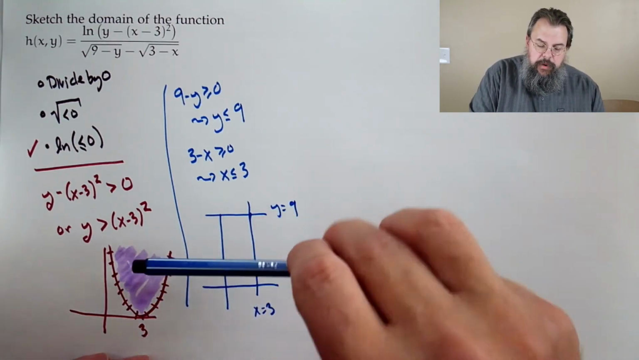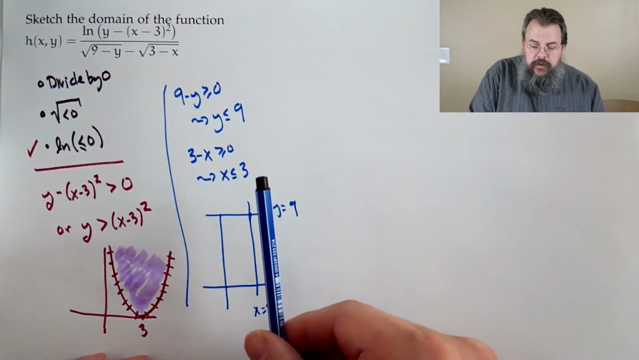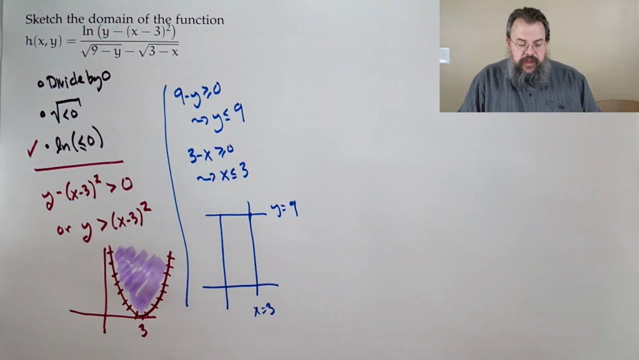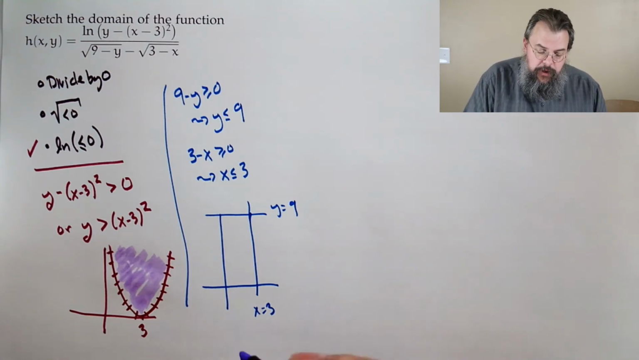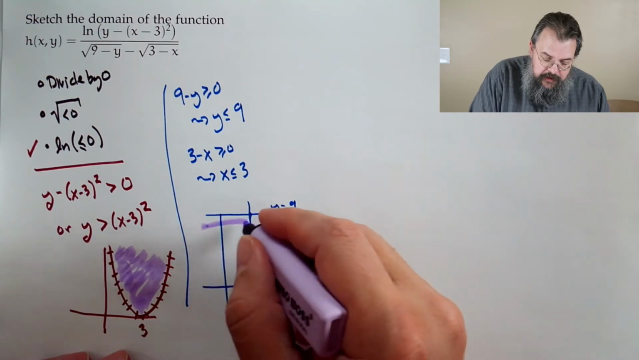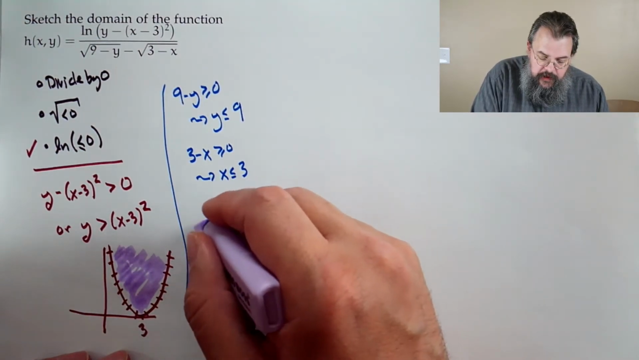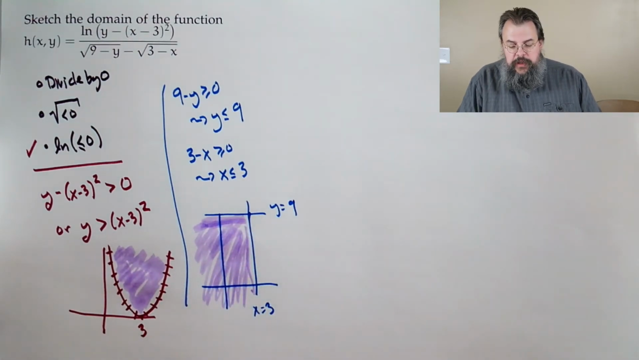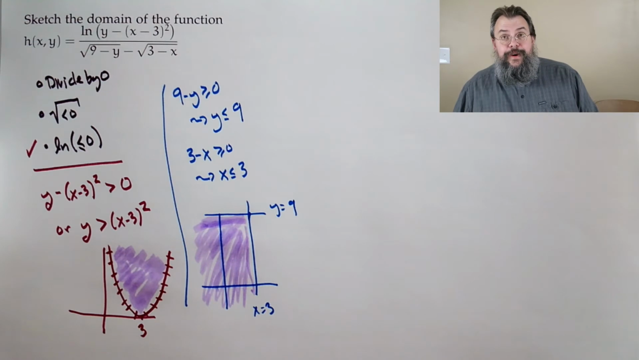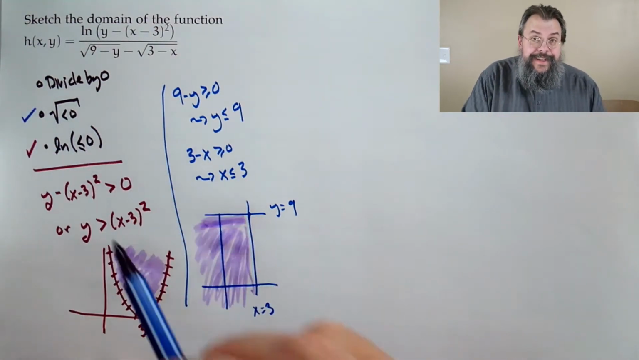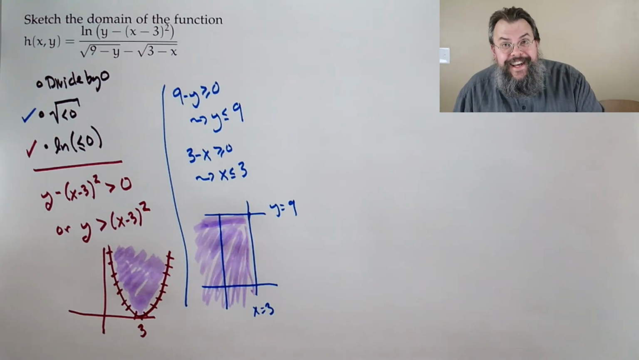We want to be below 9, to the right of 3. Sorry, to the left of 3, below 9. So, in terms of our square roots, we want to be in this part right here. All right, so great, beautiful. Okay, well, that takes care of our square roots of negatives. Now, are we done? Not yet.